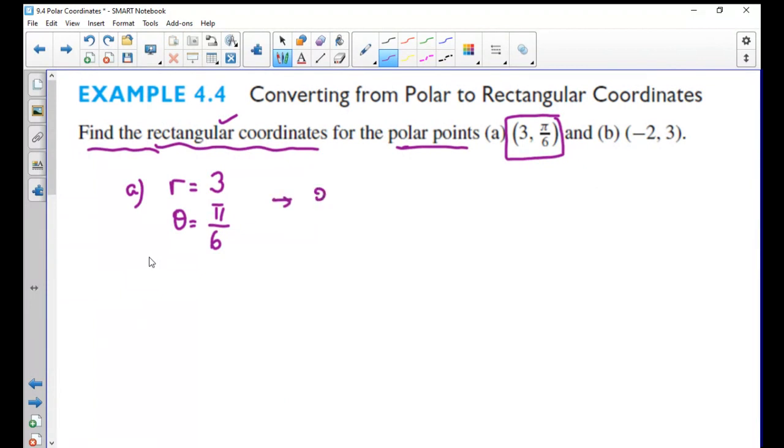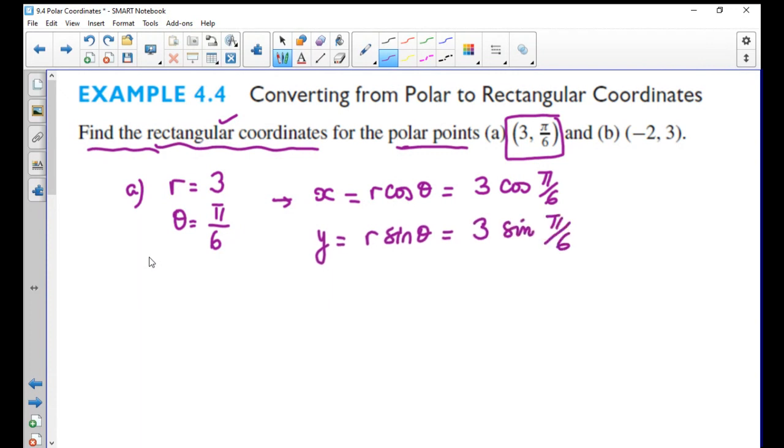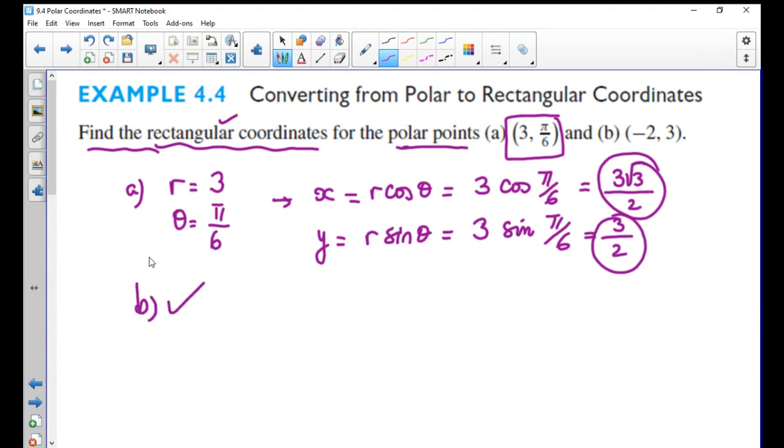Very simple. So X, we know that X is R cosine theta. So it's very easy. Just substitute. Yeah? And the Y will be R sine theta. So 3 sine pi over 6. And you find the answers without too many problems. I think these are the numbers you get. Yeah? B, I will leave you to it. You can do it without too many problems. Okay.